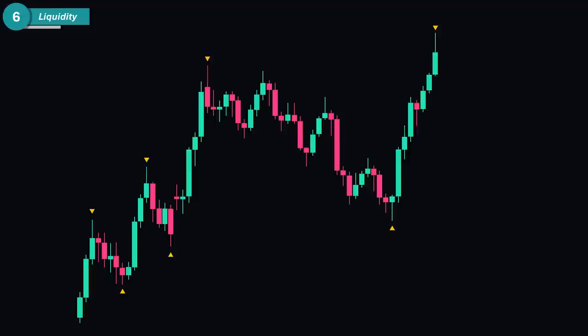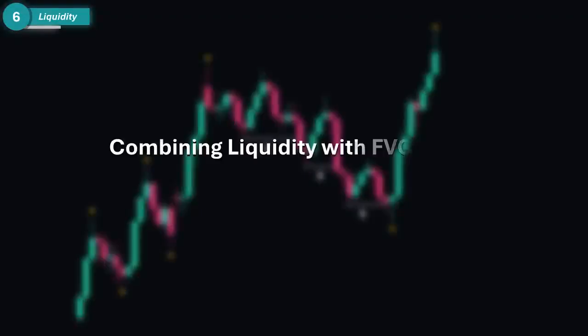Then the next impulsive move forms. This liquidity typically exists below recent swing lows and swing highs. So in this part of the video, we will explain 2 of the trading models that combine the concept of liquidity with a fair value gap entry.